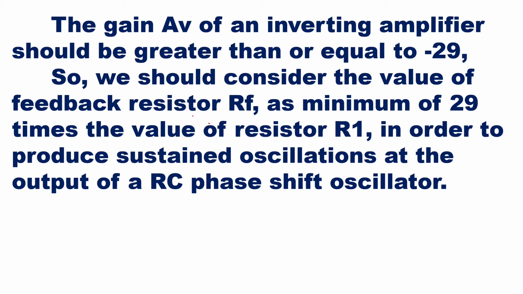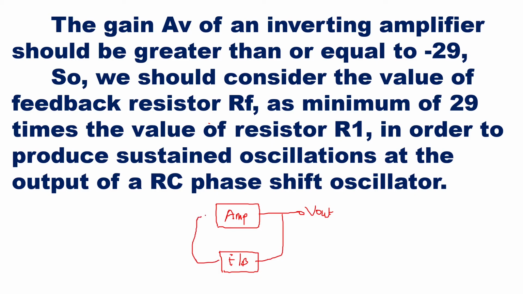So here you can see, if you draw this block diagram, this is an amplifier, and here you have a feedback network. This is the output, and this is the feedback, which we are going to give back to the amplifier. Now here, the gain of the amplifier, that is A or AB, anything you can denote it as, is given as minus RF upon R1.